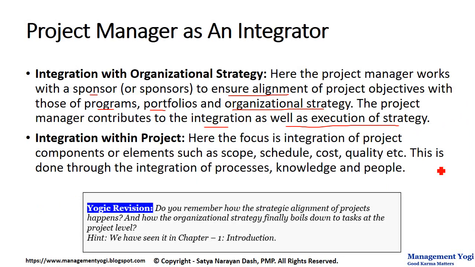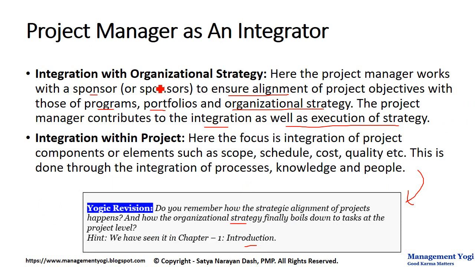So with that, I have a question back to you in the form of yogic revision. Do you remember how strategic alignment of project happens and how the organizational strategy finally boils down to the level of a task at the project? We have seen this in lesson 1, introduction. I have already explained the strategic alignment of projects. If you don't remember, you can look at it, because integration is there.